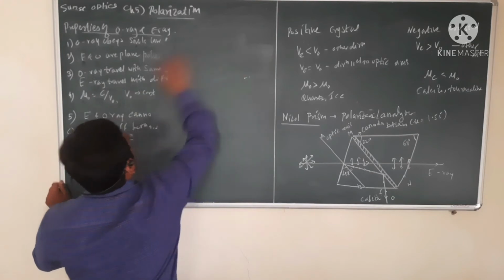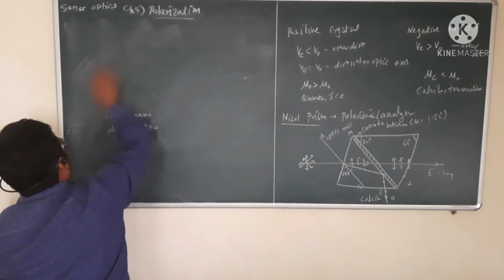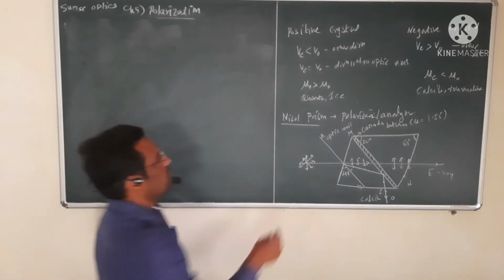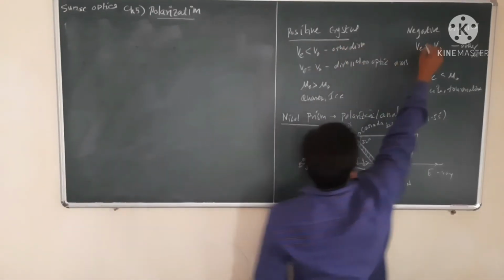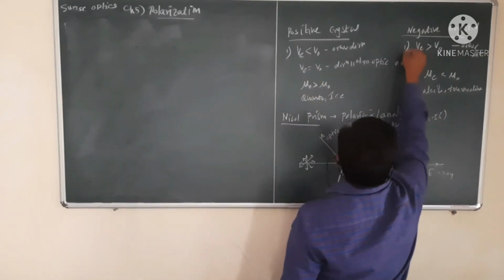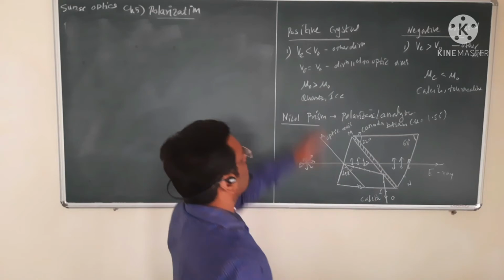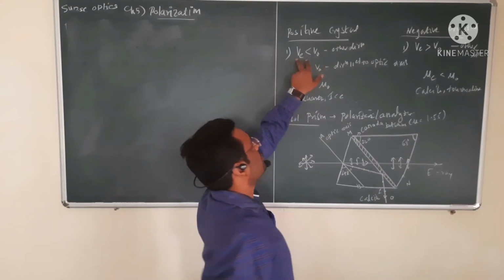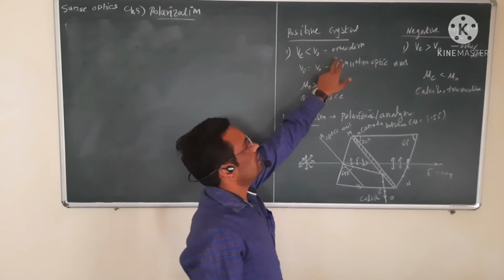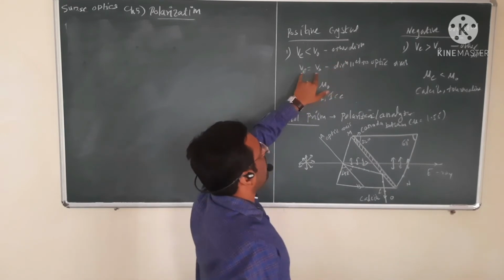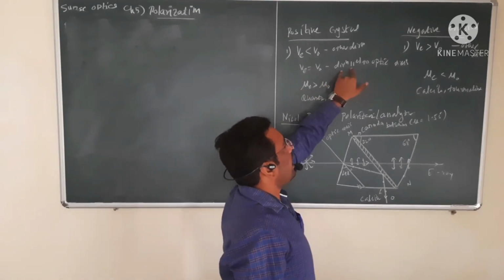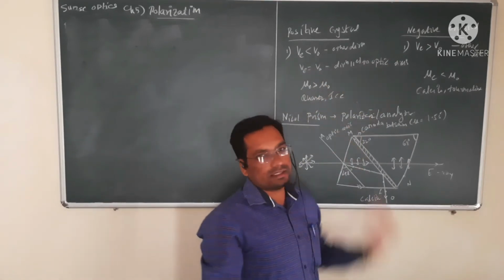Next point is the difference between positive crystal and negative crystal. So what is meant by positive crystal and what is meant by negative crystal? The first point is that in a positive crystal, the velocity of the extraordinary ray is less than the velocity of the ordinary ray in other directions, and both velocities are equal along the direction parallel to the optic axis.